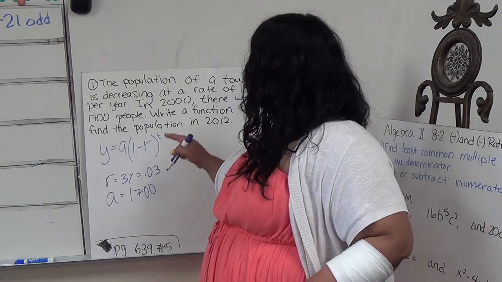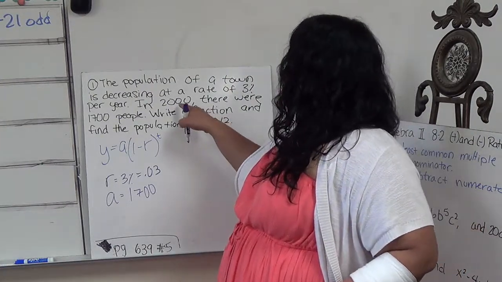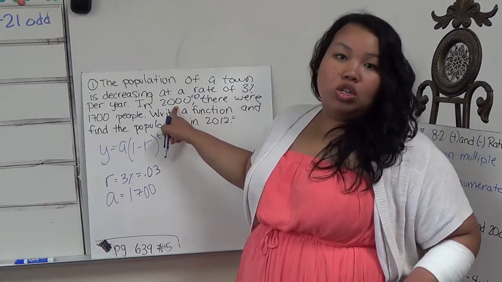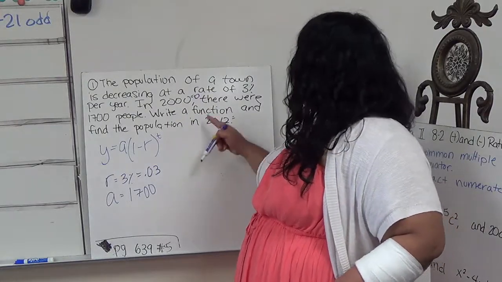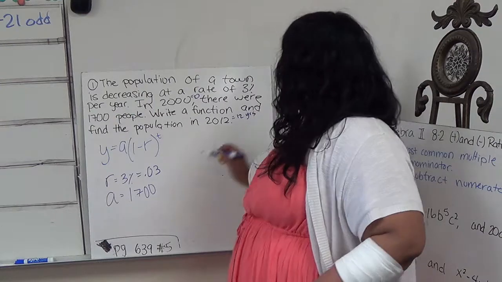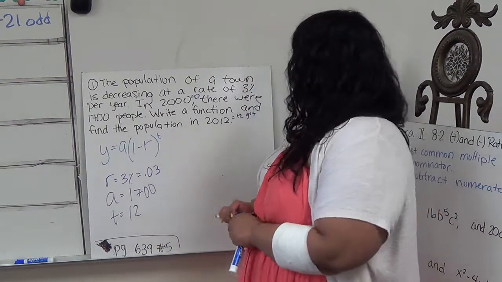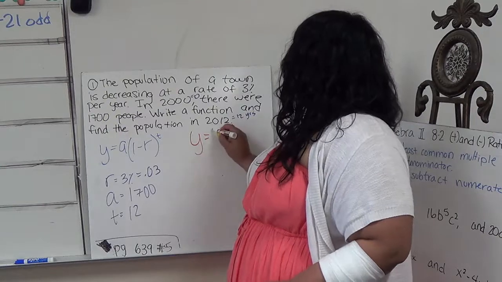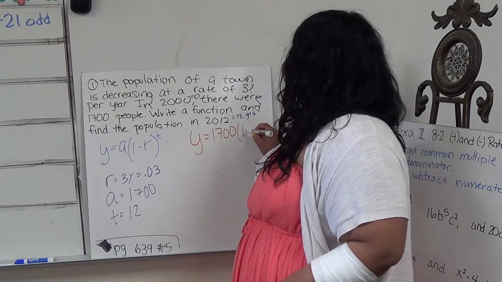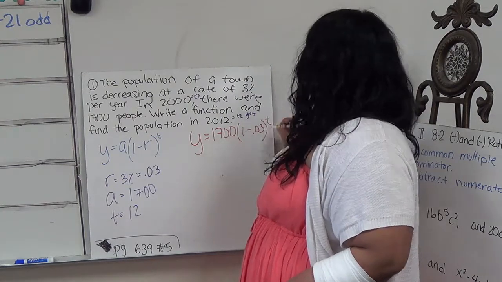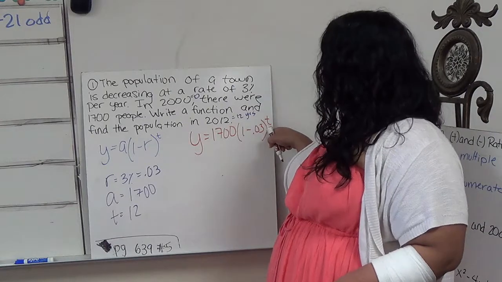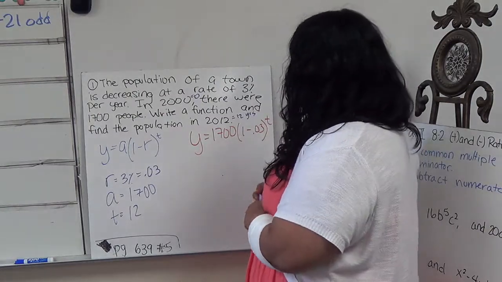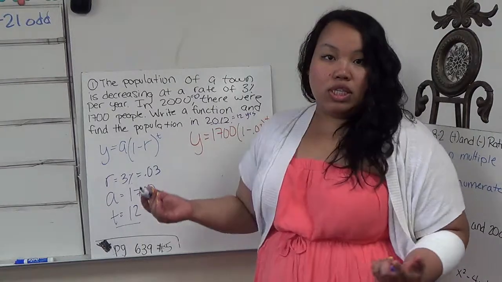Write a function and find the population in 2012. Now, if 2000 is our original year, this is 0. So 2012 would be how many years after 2000? I wouldn't put 2012 in for time. The difference between here and here is 12 years, so my t would be 12. So the equation would be y equals a, which is 1,700, times 1 minus 0.03 to the t. This is our equation, and it just matters what time they're looking for us to find the final population. In this case, they wanted us to find 2012, so t is 12. So we're going to plug it in.